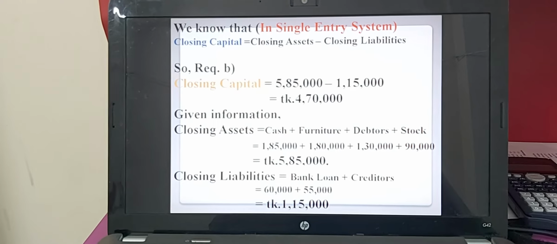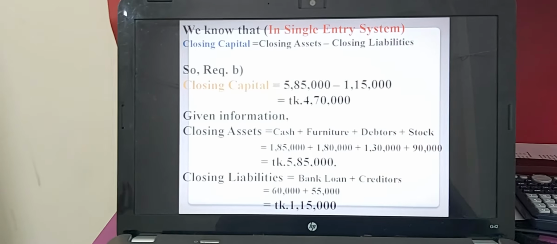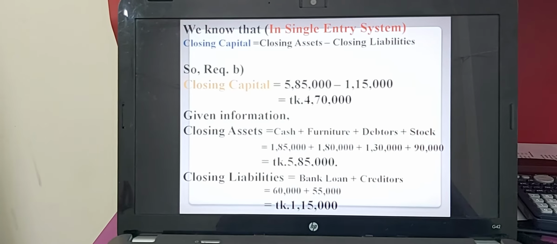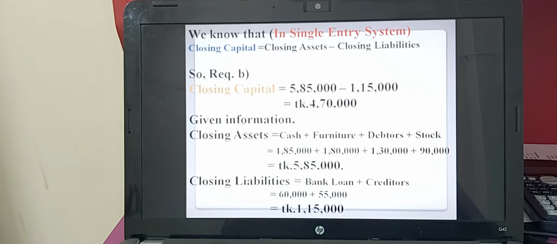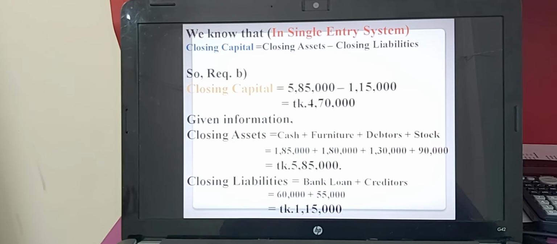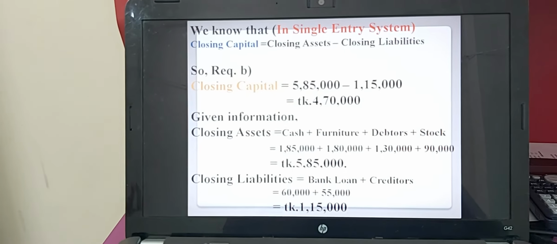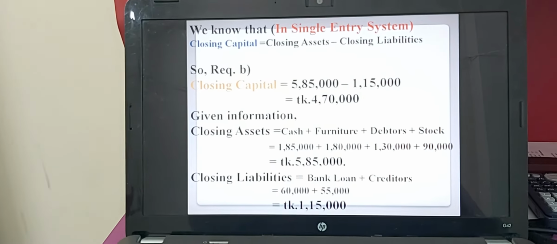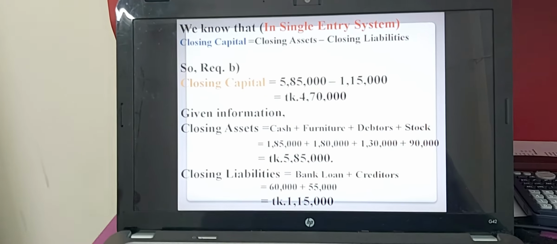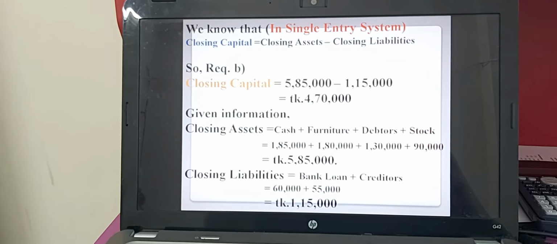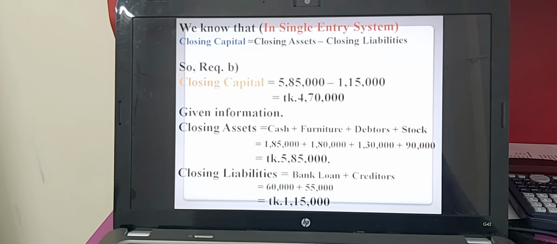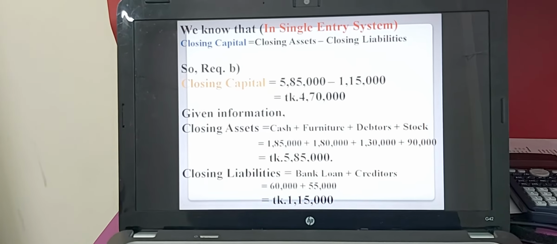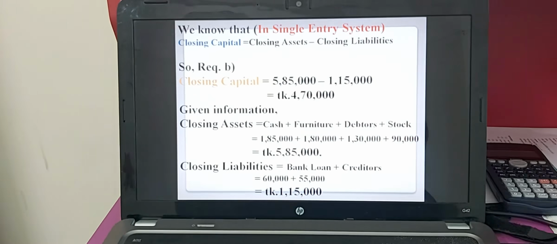And closing liability, again you have to go to the stem, bank loan and creditors, that is the amount of bank loan Taka 60,000 and creditors Taka 55,000. Total amount of closing liability is Taka 1,15,000. So you can find out the closing capital very easily: 5,85,000 minus 1,15,000. That is the amount of closing capital, Taka 4,70,000.